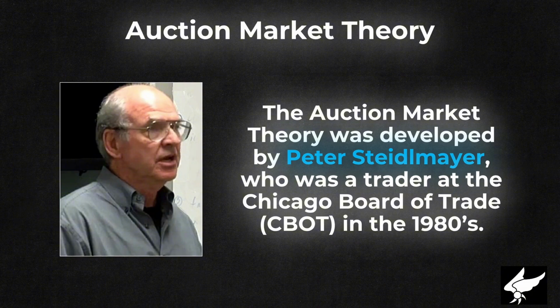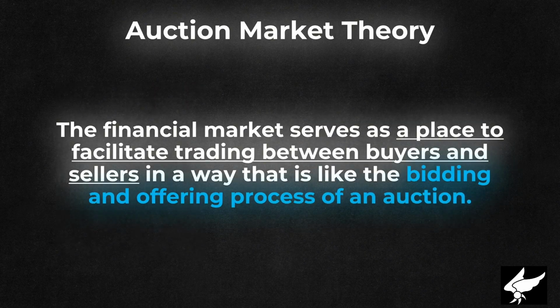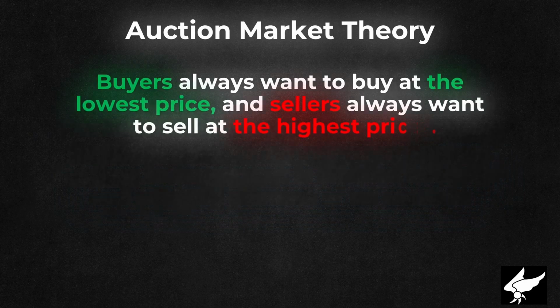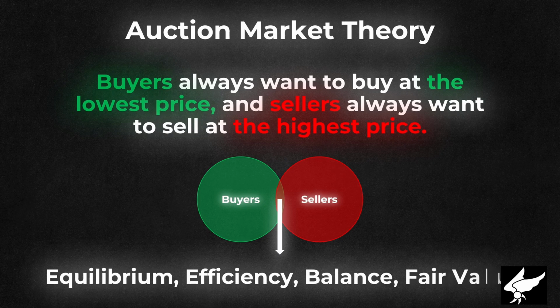The auction market theory is based on the idea that the financial market serves as a place to facilitate trading between buyers and sellers in a way that is like the bidding and offering process of an auction. To keep things simple, buyers always want to buy at the lowest price, and sellers always want to sell at the highest price. The point where these two opposing forces meet is what is known as point of equilibrium. It's also referred to as efficiency, balance, or fair value.